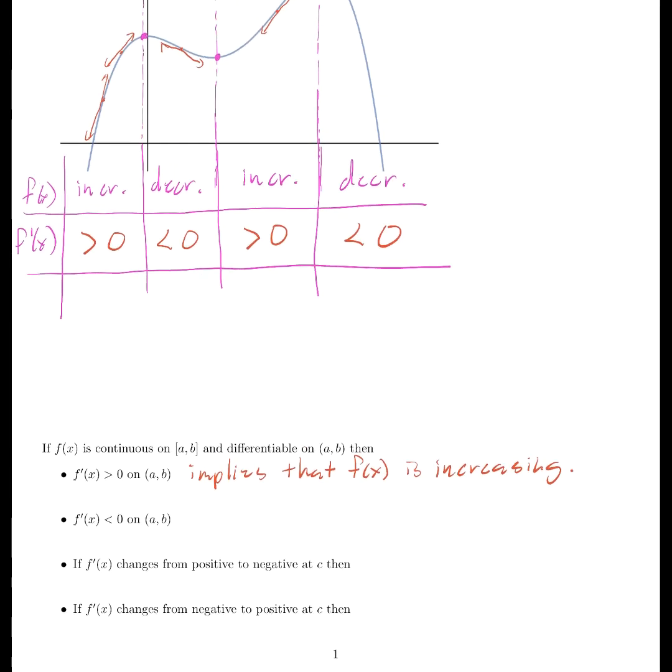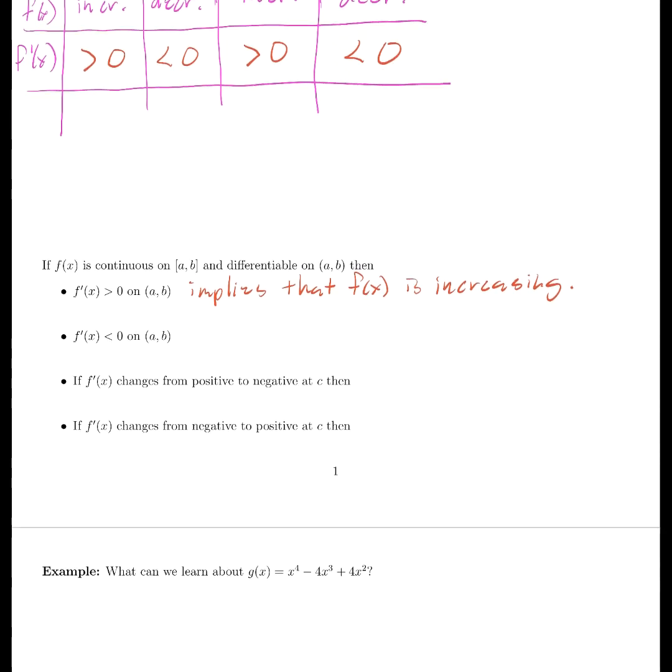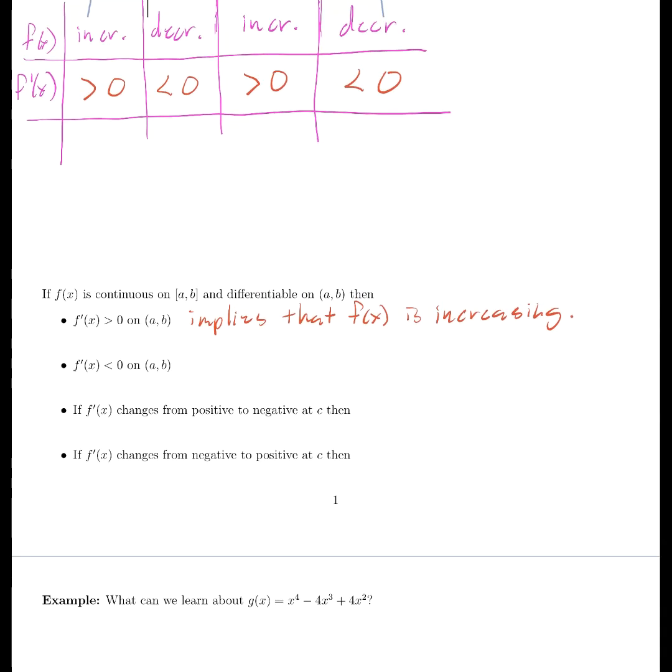We see that up here. And here, when the derivative is negative, when f prime is less than 0, we see that our function is decreasing.